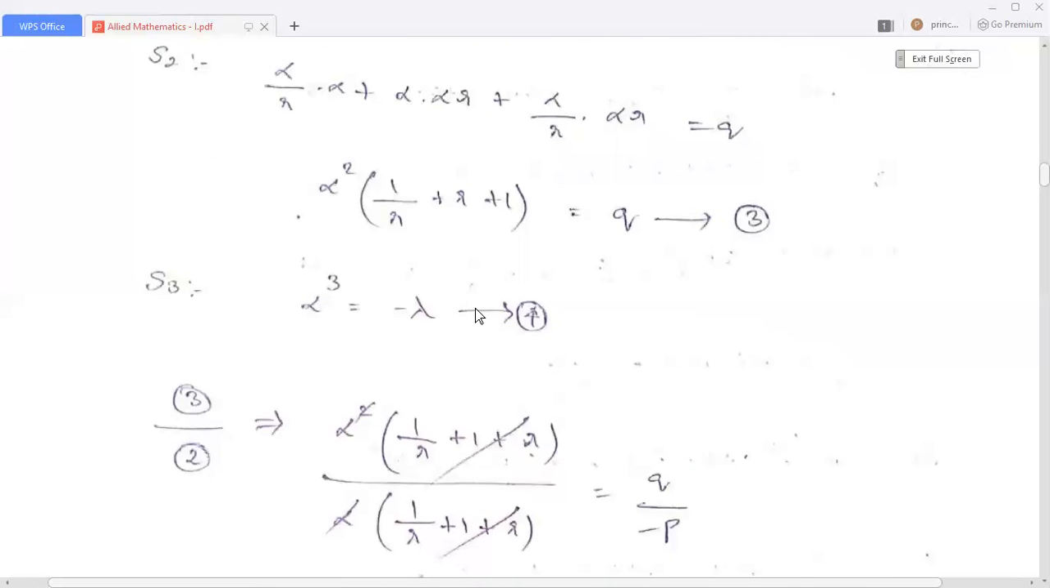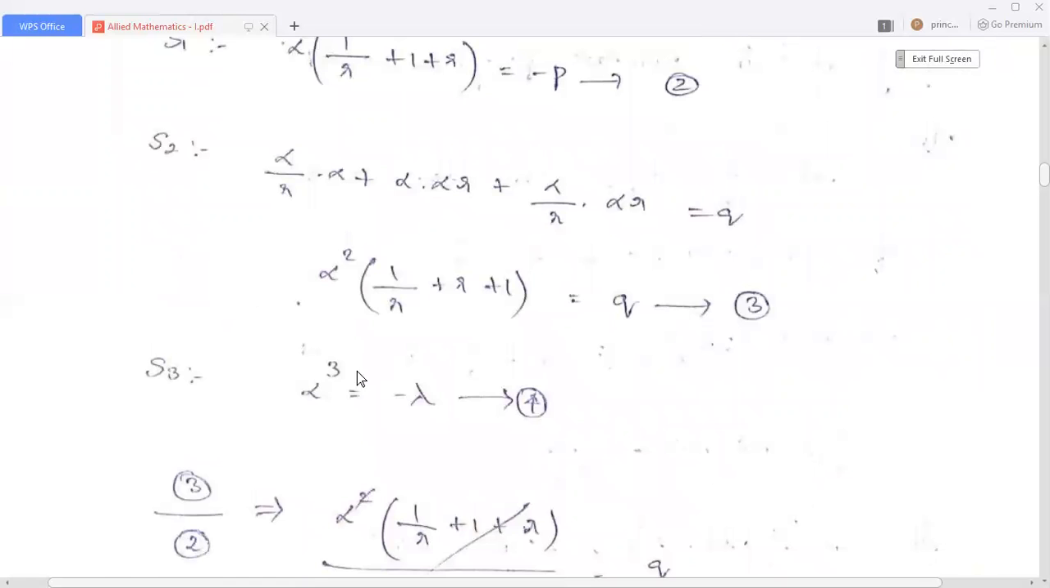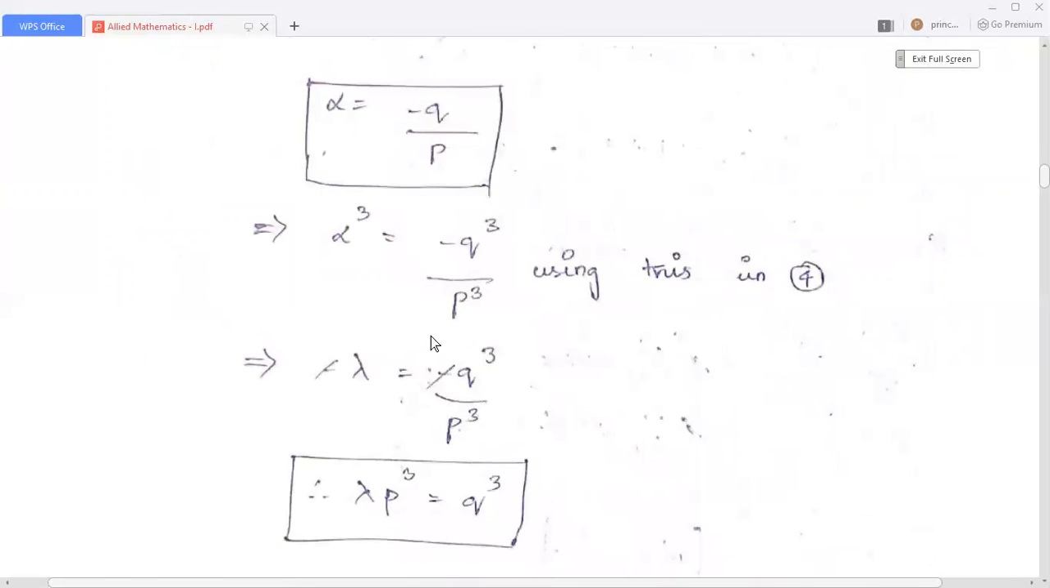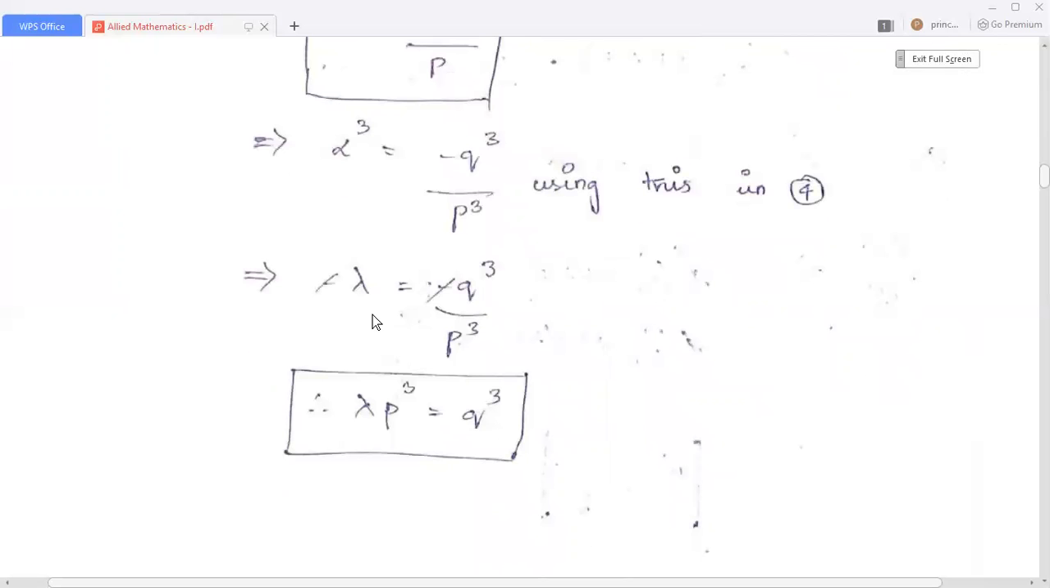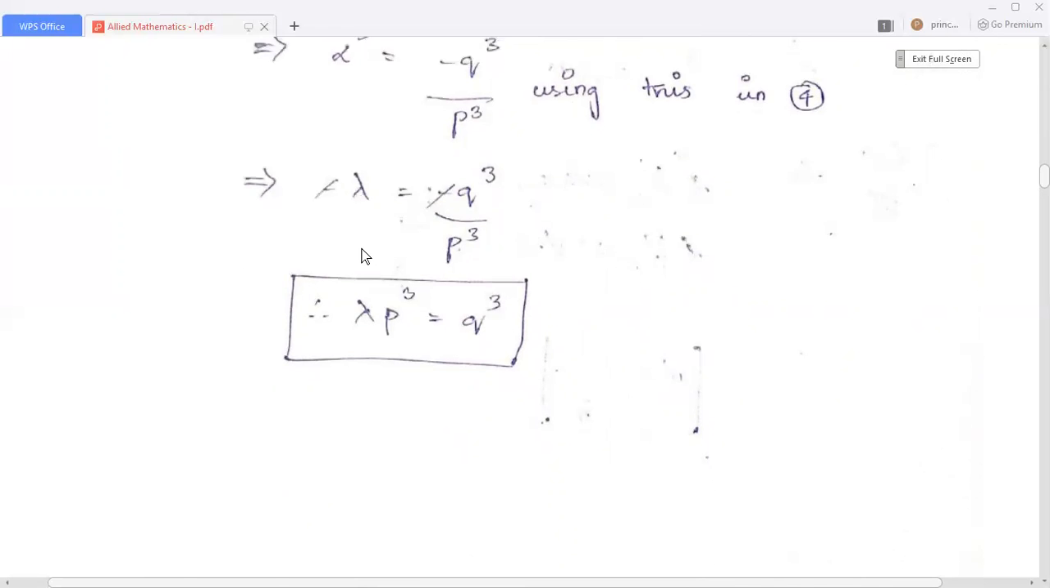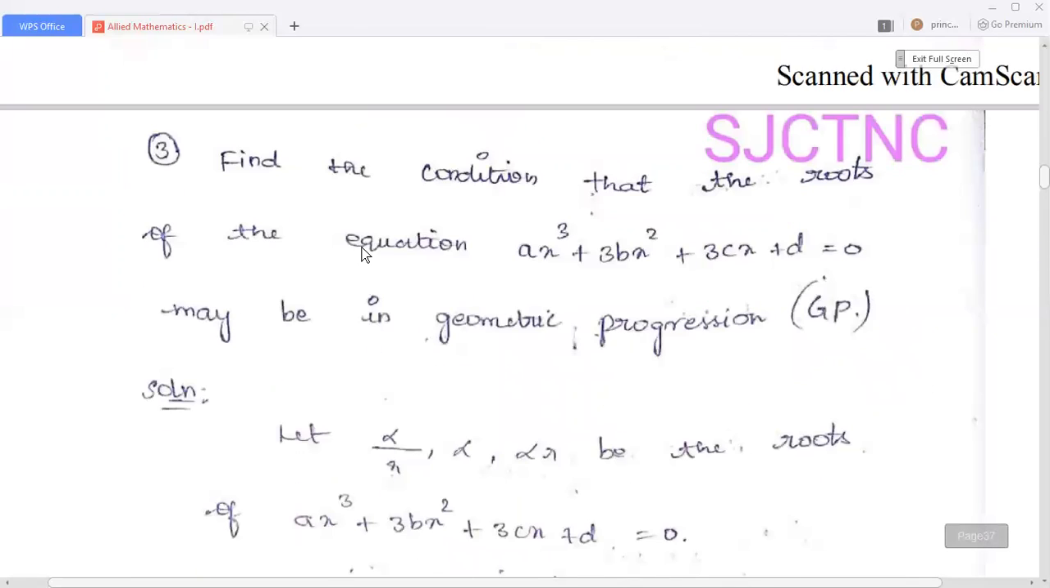Using this result in equation number 4. So what is equation number 4? Alpha cube equal to minus lambda. You can substitute that value in equation number 4. We get minus lambda is equal to minus q cube by p cube. Both sides have the minus sign, so that is cancelled. When you perform the cross multiplication, we get lambda p cube is equal to q cube. So this completes the proof. Right. Next problem.